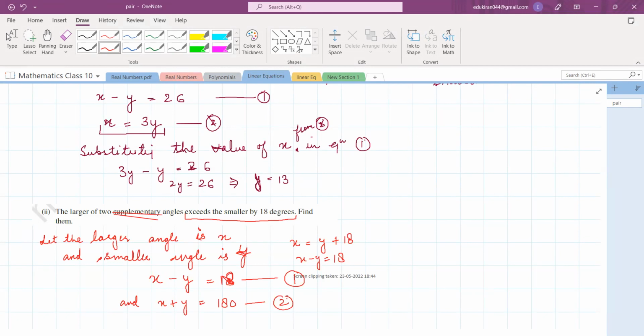Ma'am, y is equal to 81 and x is 99. Okay, so y is equal to 81 degrees, right? This is an angle. And x is equal to 99 degrees. Fine.